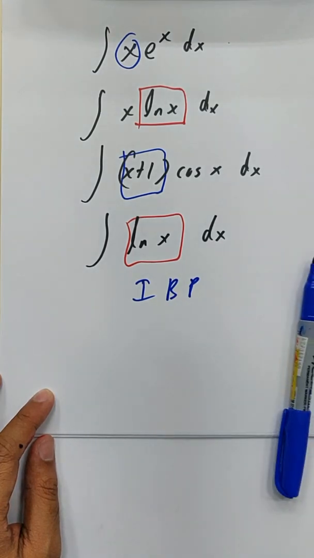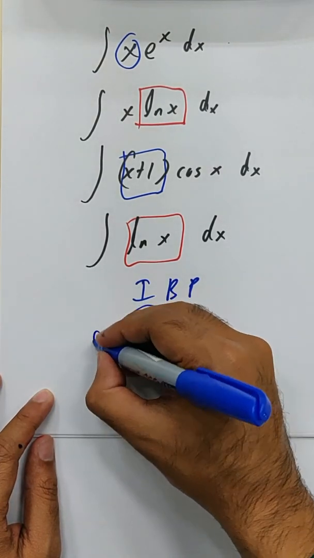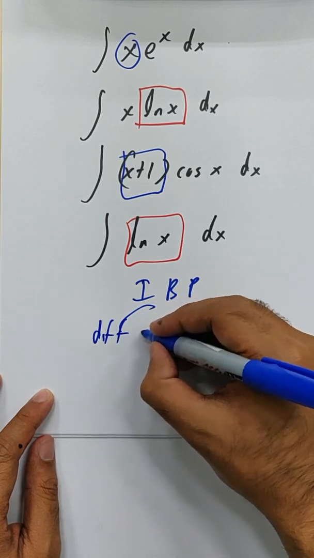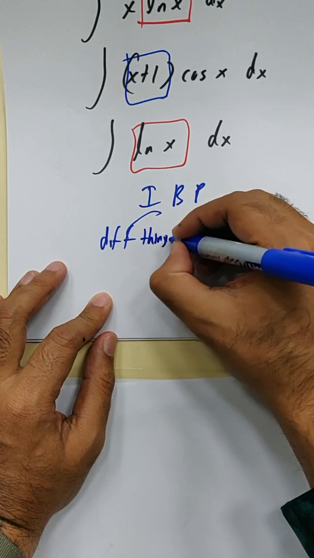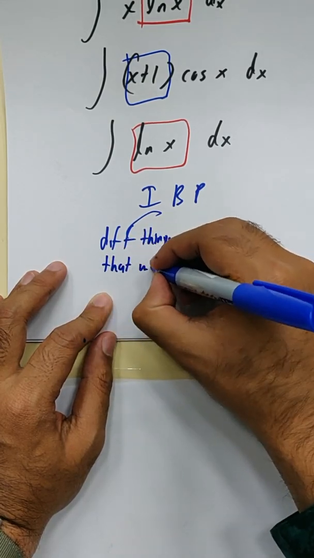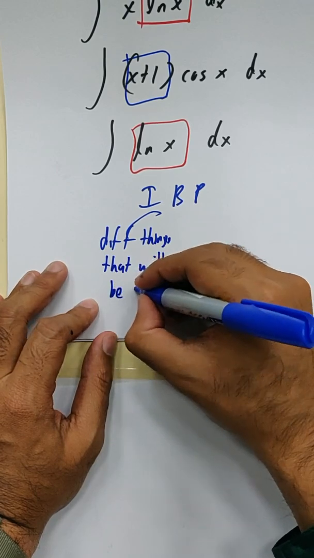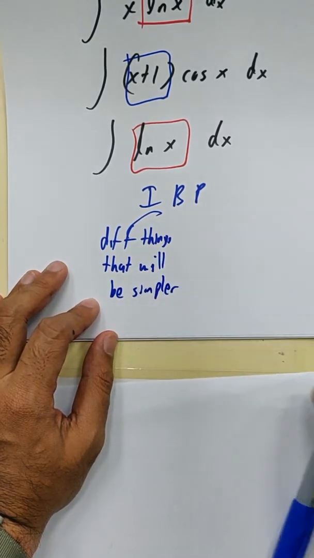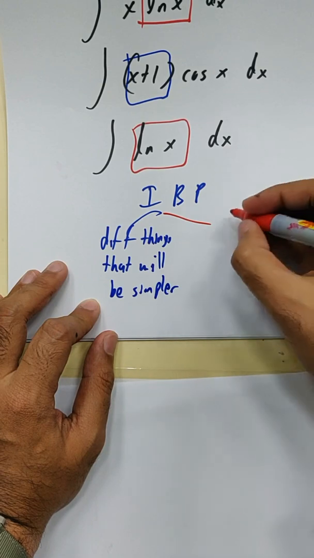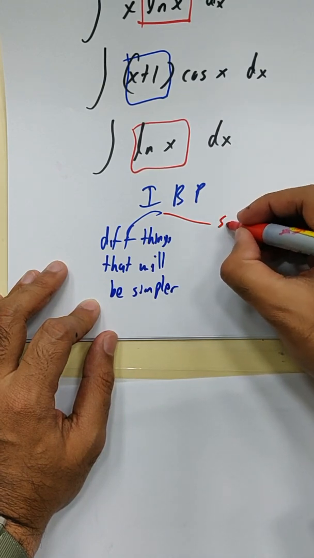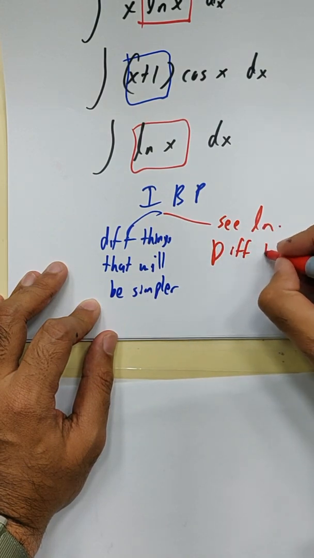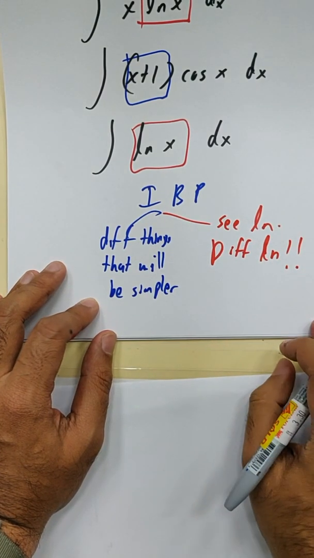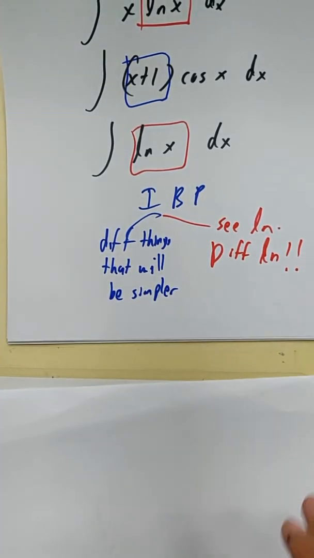It's either differentiate things that make your life simpler, or the other one, you see ln, differentiate ln. Okay, these are the two rules that you need to use. I just find it to be a lot easier.